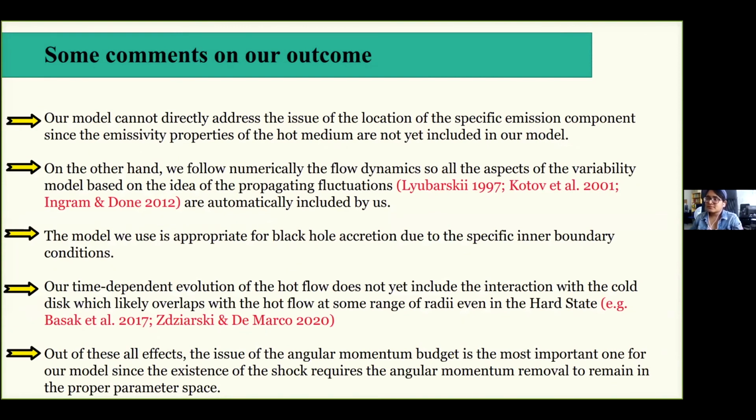So before ending, I'll add a few comments on our results. We have not included emissivity properties of the hot medium, so we are not able to address specific emission components, but we do follow all the aspects of propagating fluctuations. Our time dependent evolution of the hot flow does not yet include the interaction with the cold disk, which likely overlaps with the hot flow at some range of radii, even in the hard state. And the shock formation in our flow, which is responsible for angular momentum transport, is a very parameter specific feature.